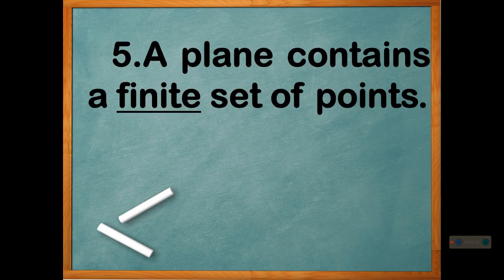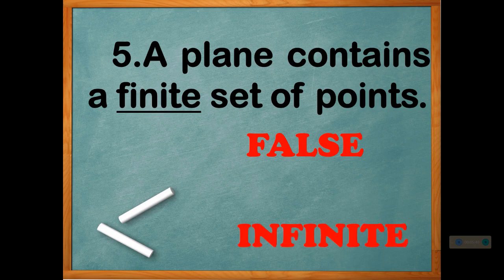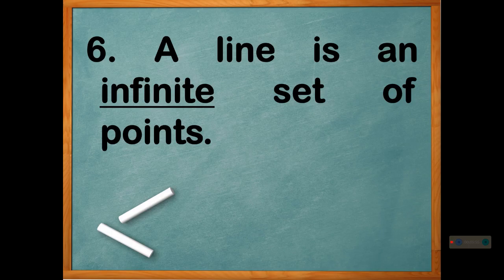Next, number 5: a plane contains a finite set of points. Is it true or false? That's correct, this is false. What are you going to replace with the word finite? That's correct, infinite. Again, a plane contains an infinite set of points. Next, number 6: a line is an infinite set of points. Is this true or false?